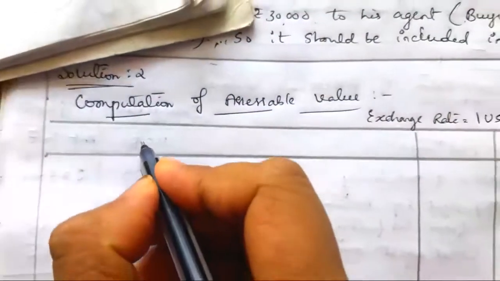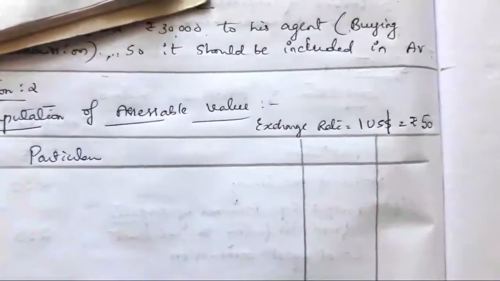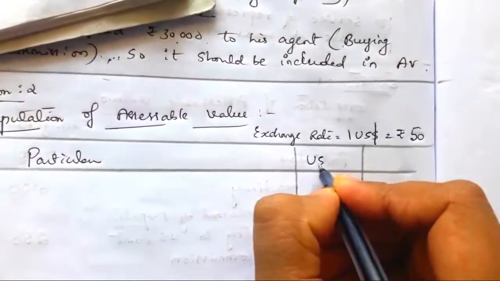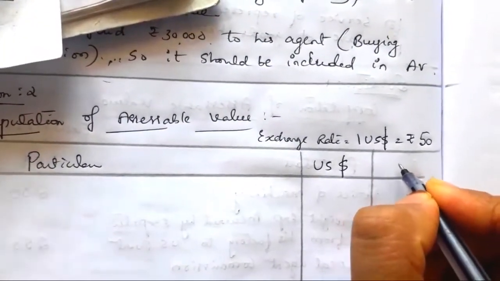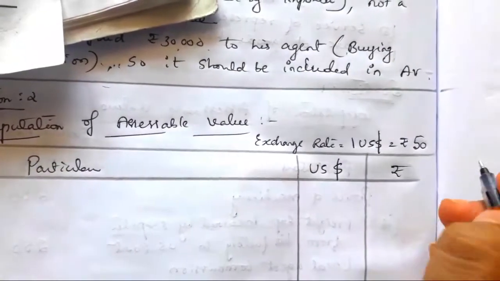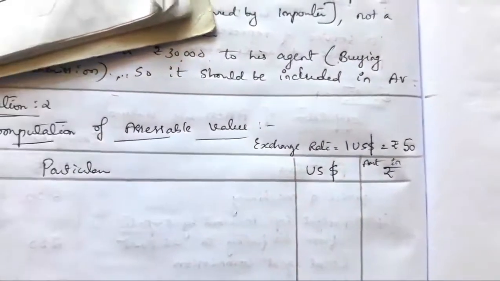So next, draw 3 columns: particulars and 2 amount columns. In the first amount column we have to write US dollar, so the details in US dollar we have to take, and in the next column we have to take the values, amount in rupees.